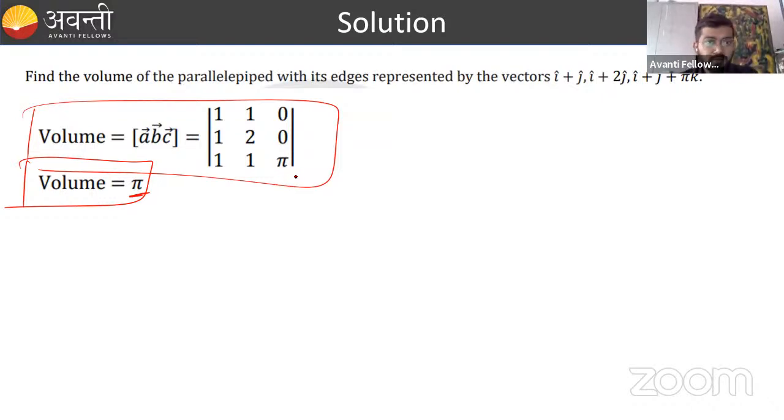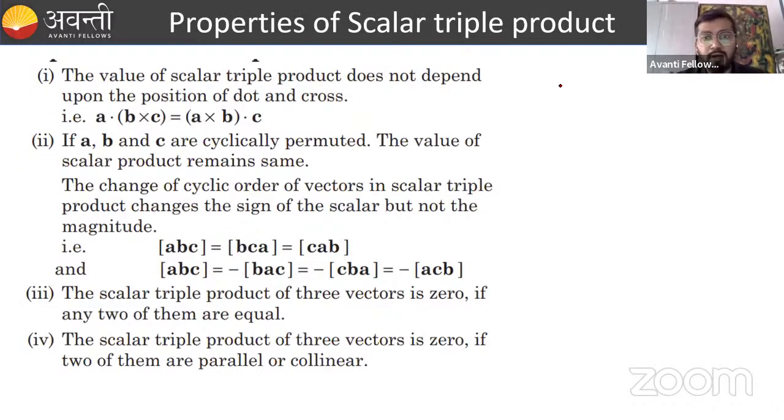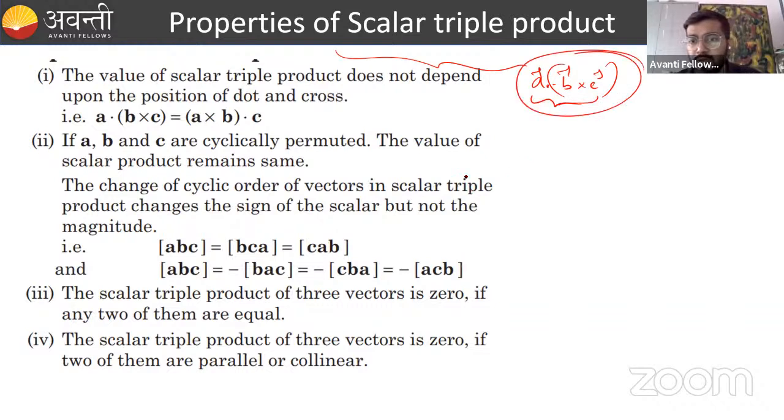Let's move ahead. Now, properties of scalar triple product. Obviously, we know that A bar dot B bar cross C bar is the scalar triple product. Now, what things can we say for sure about this particular scalar triple product? Let's check. The value of the scalar triple product does not depend upon the position of dot and cross. What this means is, if you write A bar, B bar, and C bar, and place the dot here and the cross here, or you place the cross here and the dot here, both will be equal.